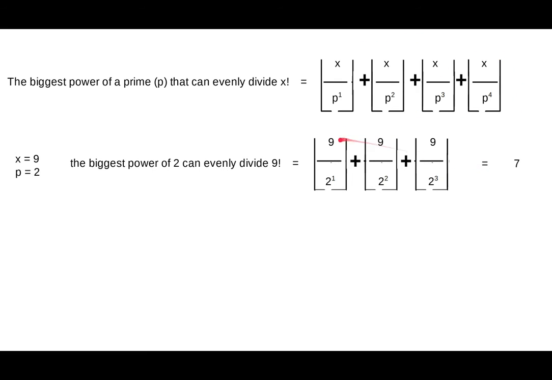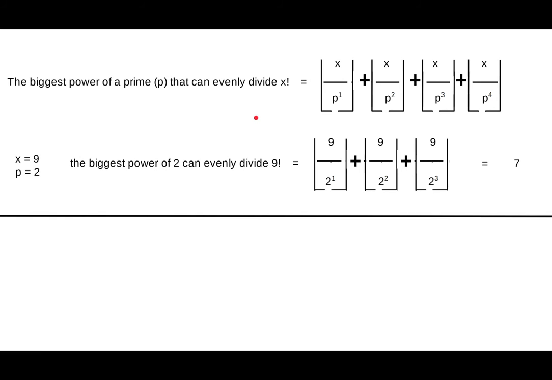this is equal to 7 because 9 over 2 to the power 1 is equal to 4.5. You floor that, you get 4. You add that to 9 over 2 to the power 2 floored, which is 2 and 1/4, and you floor that, you get 2. You add that to 9 over 2 to the power 3 floored. 2 to the power 3 is 8, and 9 over 8 is 1 and 1/8. You floor that, you get 1. So you have 4 plus 2 plus 1, which is 7.